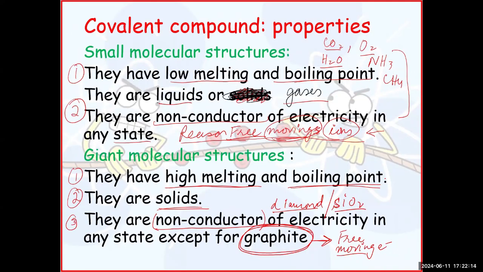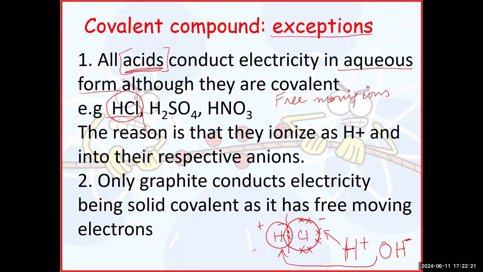So going back and reminding you, I said they all are liquids or gases and they all are non-conductors of electricity. However, if these small molecules belong to acids, HCl, this is sulfuric acid, H2SO4. You must have heard its name commonly. Nitric acid. So these acids, although they are covalent compounds, they still conduct electricity. Understood? Yeah.